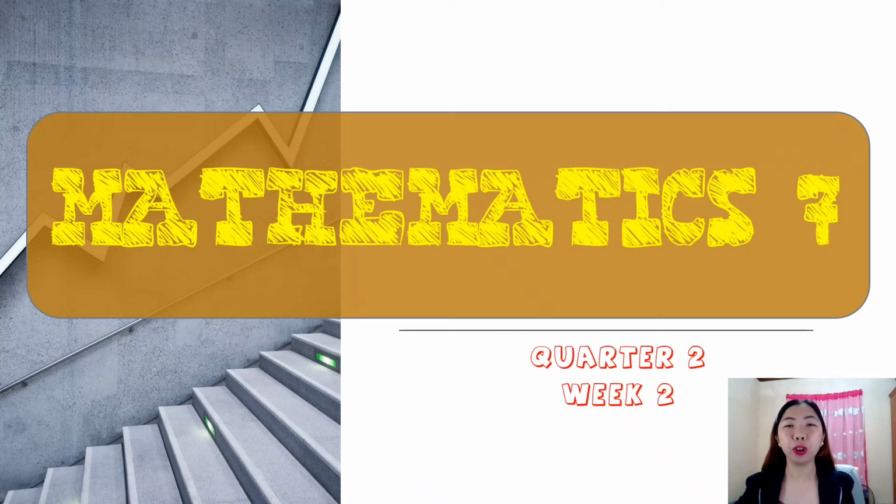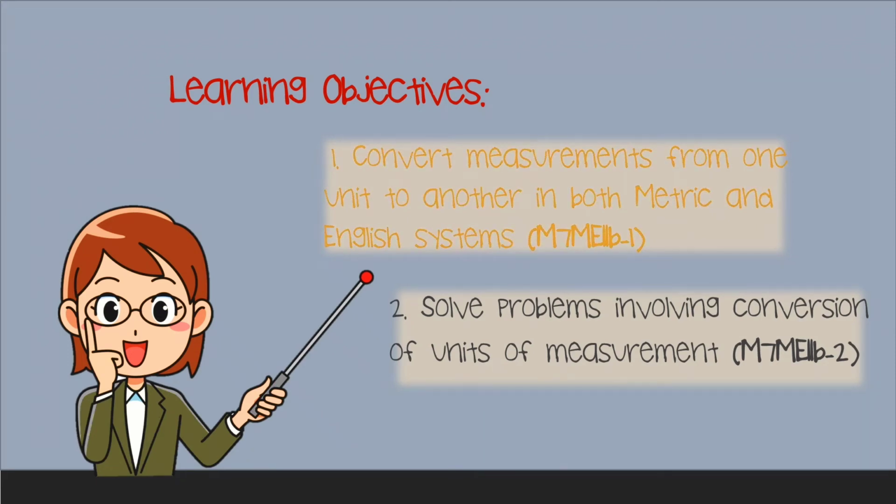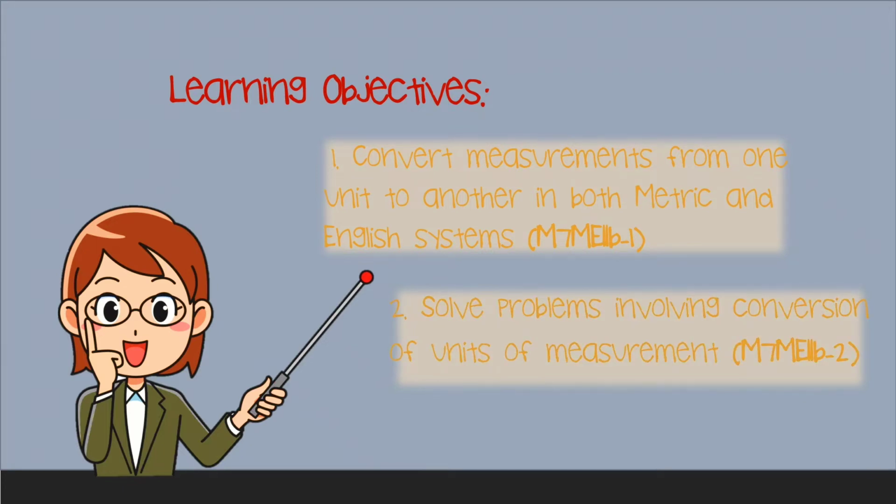So we are done with our first topic in quarter 2 for week 1, which is about approximating the measures of quantities, particularly length, weight or mass, volume, time, angle, and temperature. As we continue our lesson, in this video, you are going to convert measurements from one unit to another in both metric and English systems, and solve problems involving conversion of units of measurement.